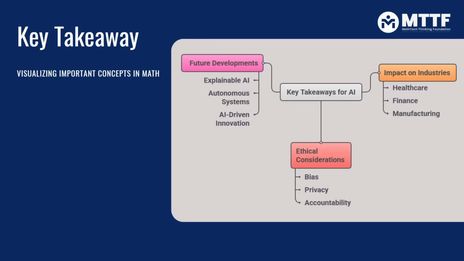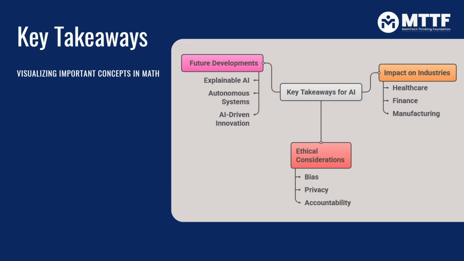As we conclude this module, let us reflect on the key takeaways. Mathematics provides the foundation for everything we have discussed, from data representation and learning algorithms to automation and decision making. Understanding these concepts helps us visualize how intelligent systems work rather than treating them as black boxes. The impact on industries is already visible. In healthcare, AI supports diagnosis and treatment planning. In finance, it enables risk assessment and fraud detection. In education, it personalizes learning. In manufacturing, it improves efficiency and automation.